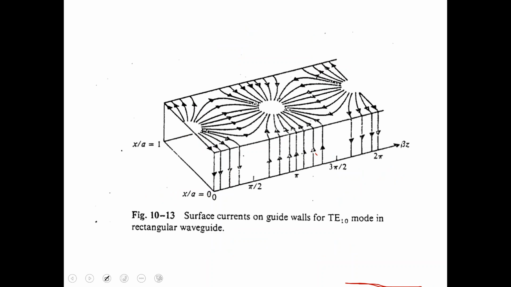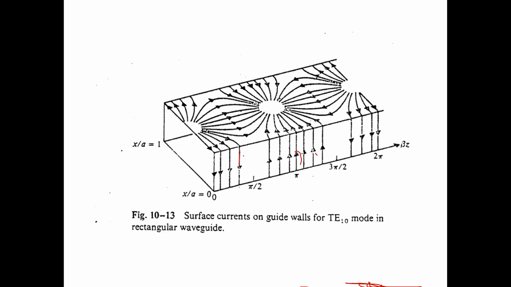So where cos beta z is maximum, you're going to see maximum intensity of current. So that's why it is grouped up like that. It's grouped up closer here. And then where cos beta z is 0, you're not going to see any current going through the plane. But the current is going to be uniform along the y direction. There is no variation which is going to happen along the y direction. And the current is going to flow from top to bottom or bottom to top like that.